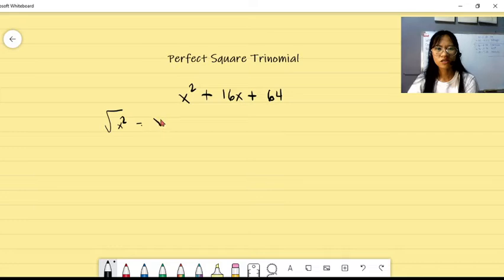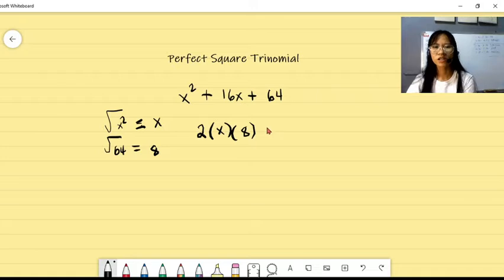And, if you get the square root of x squared, so mag-scratch tayo dito. The square root of x squared is x. And the square root of 64 is 8. If we multiply these two times 2, laging times 2 kasi twice the product ng square root ng first and last, 2 times x times 8 will give us 16x.